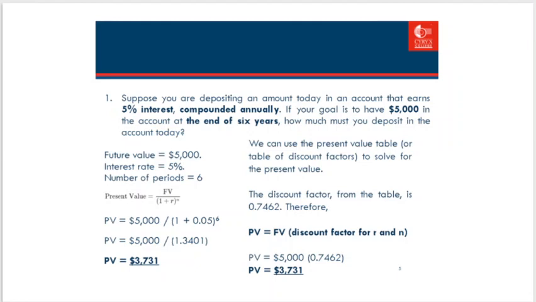Here, present value equals $5,000 divided by (1 plus 0.05) to the power of 6. $5,000 divided by 1.3401, so we will get $3,731.